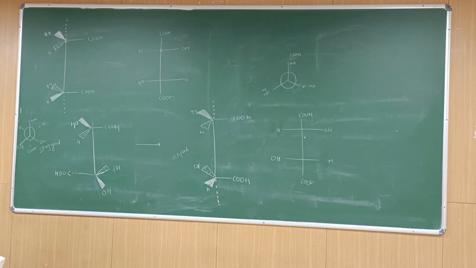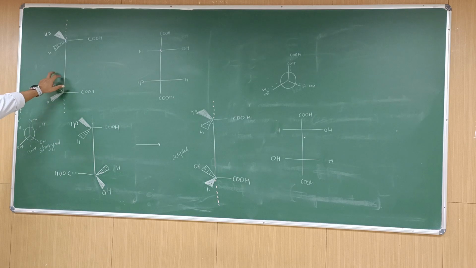Now I want you to understand the same Fischer projection, I am taking the same wedge representation, just I am interchanging the configuration of this group. That is, now this COH is towards this side, this hydrogen is inside, this OH is outside. Now what is the difference between this wedge and this wedge?